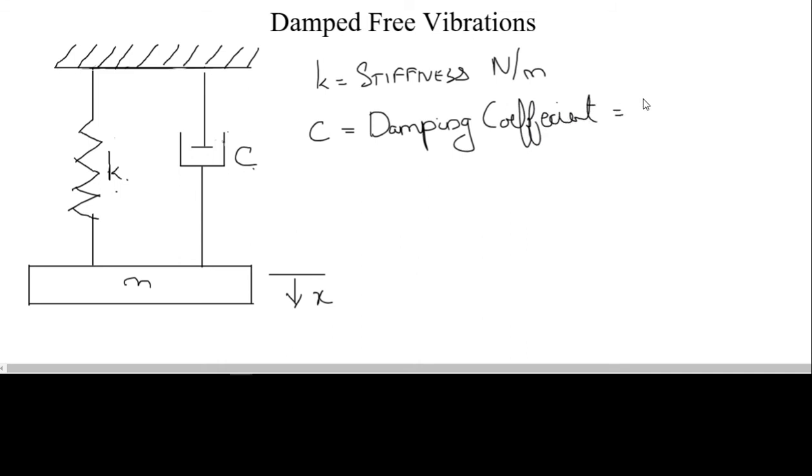and it is defined as damping force divided by unit velocity. That means the effect of damping is given by a damping coefficient, which is damping force per unit velocity. That means how much damping force is applied for a unit velocity movement of the mass.